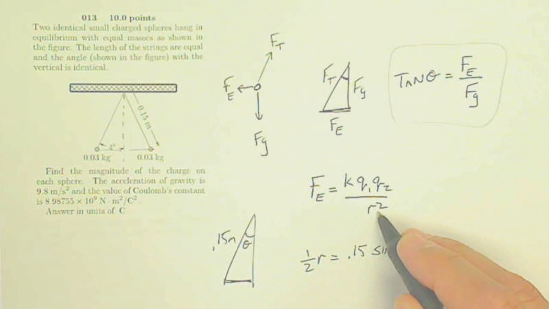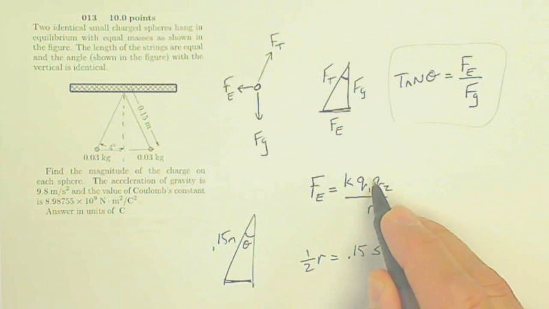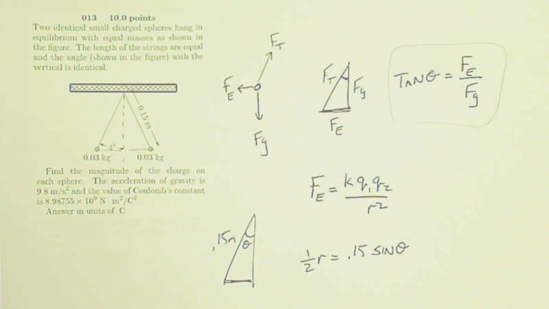So now I know this, and I know this, and I know this, and I'm looking for this. And remember, this is going to be Q1 Q2. If they're identical, it's Q squared. So from that should be enough hint for you to solve that problem.